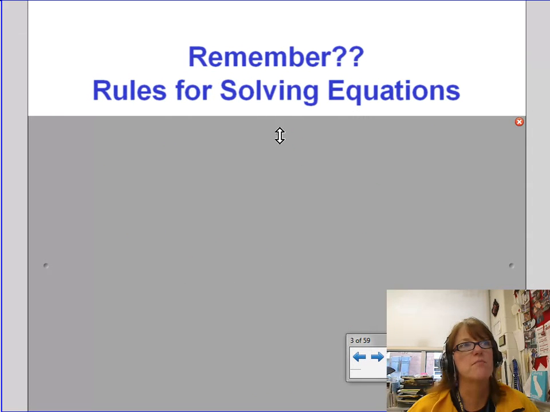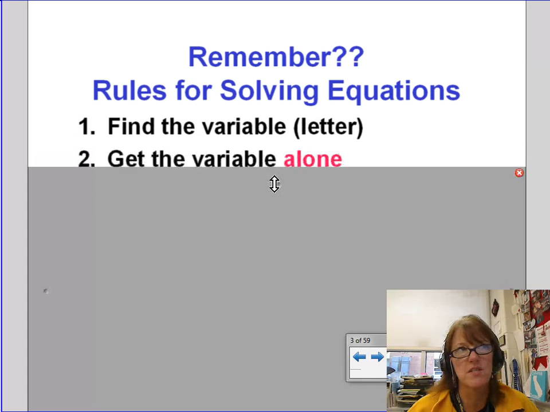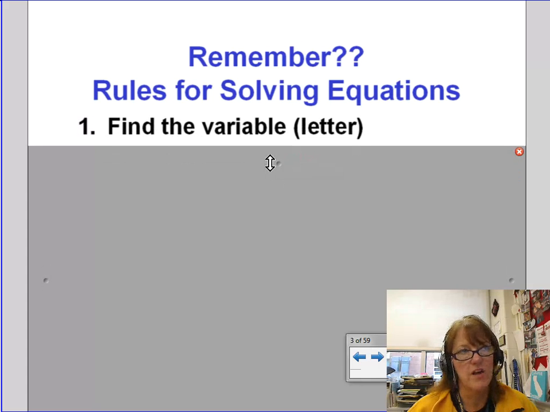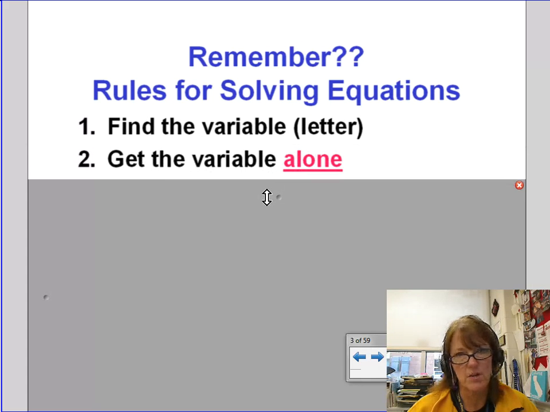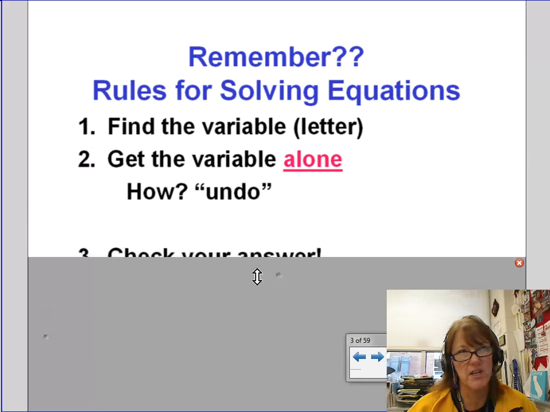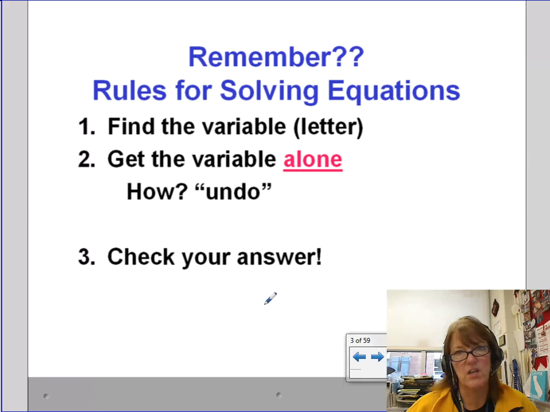So, first, remember these rules. I pound these into your head, okay? Find the variable. Get the variable alone. You isolate it by undoing, and then you check your answer.